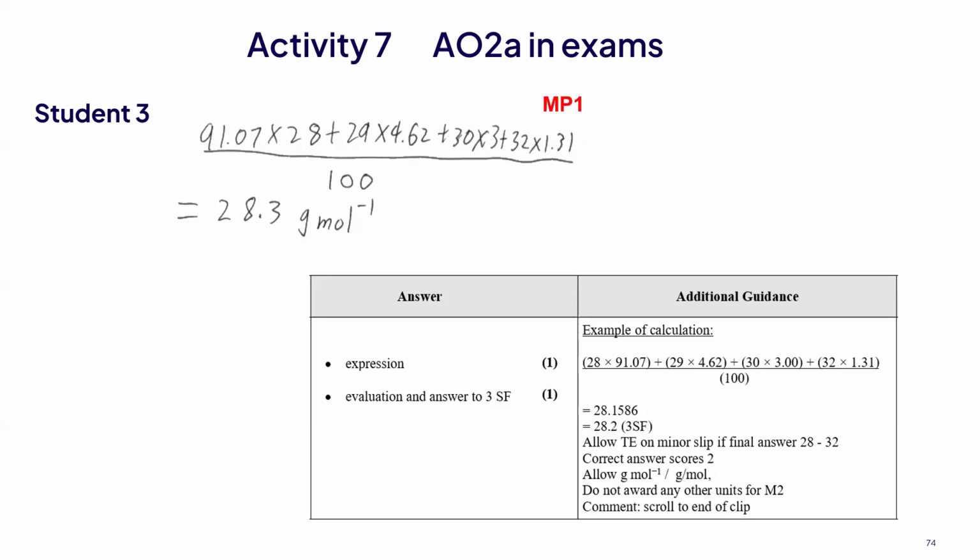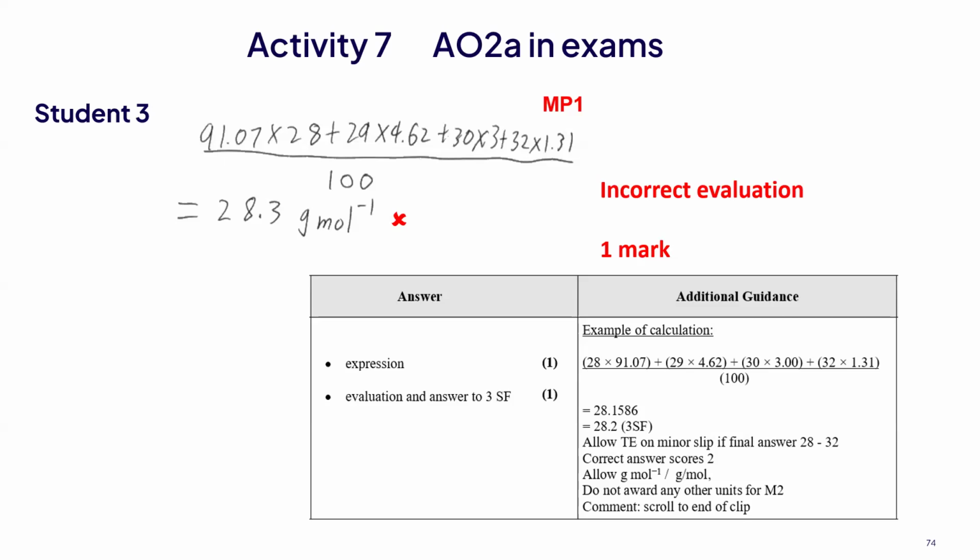Obviously, they've got MP1 because they've done all of the correct expression, but that is not a correct evaluation. So incorrect evaluation, only 1 mark. It should be 28.2, not 28.3.